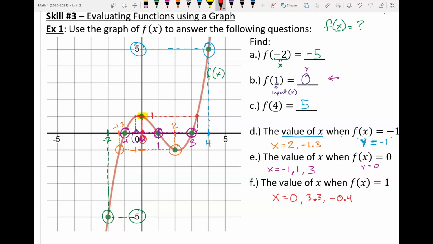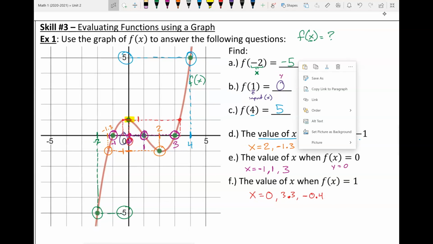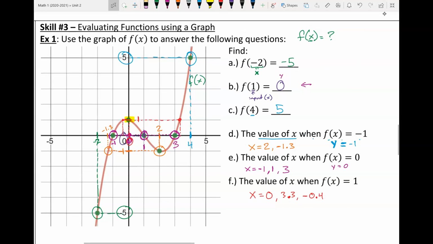All right, so that is how we take a graph and we're able to evaluate different values on a graph using this function notation. Just remembering what my x values are, determining the inputs, finding the outputs, or if I'm given an output, finding what the inputs would have been.